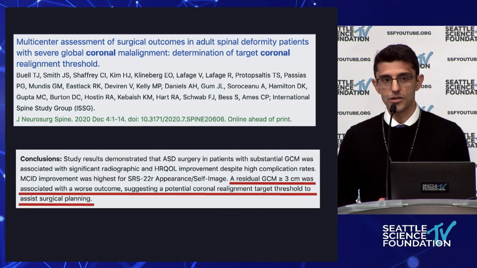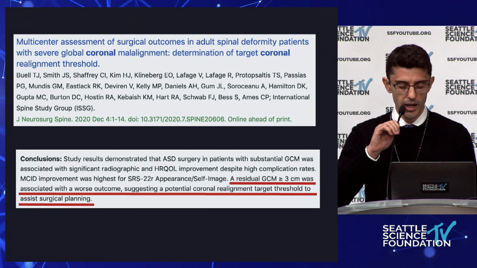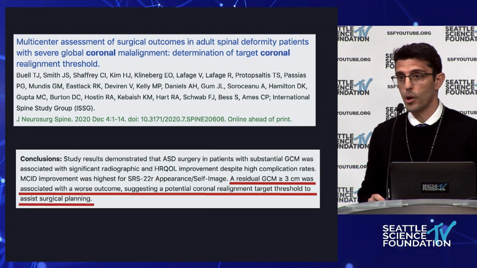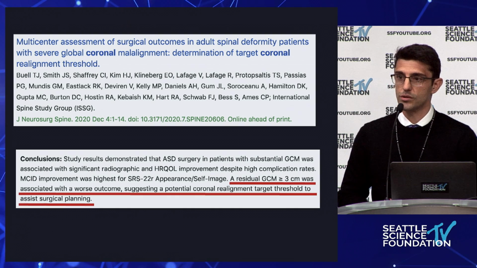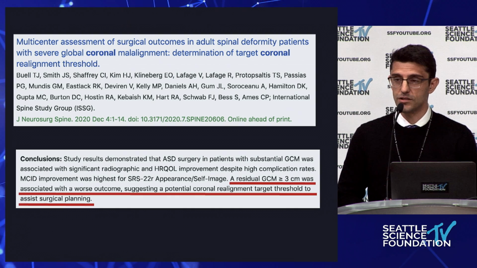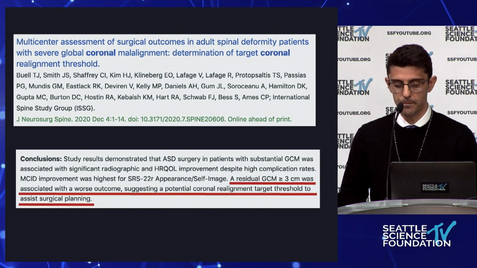More recently, the ISSG attempted to determine a target coronal realignment threshold, and they found that a residual postoperative coronal malalignment greater than 3 centimeters was associated with a worse outcome. And they did suggest that this was a potential realignment target goal for the coronal plane.